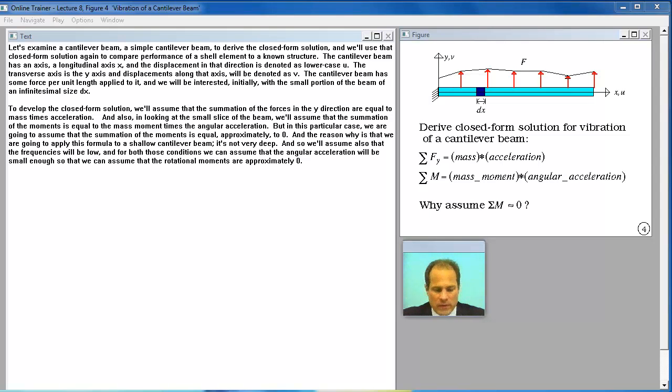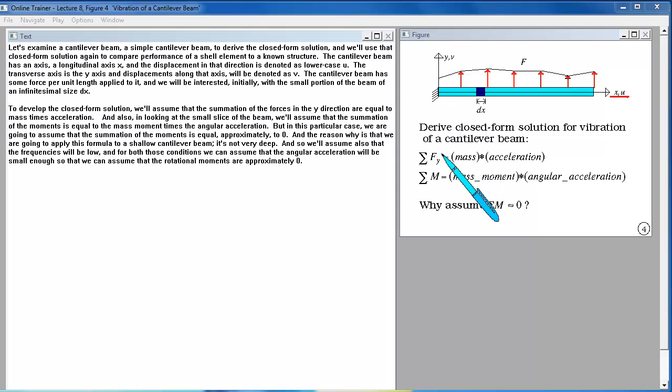Let's examine a simple cantilever beam to derive the closed-form solution, and we'll use that closed-form solution again to compare the performance of the shell element to a known structure. The cantilever beam has a longitudinal axis, x, and the displacement in that direction is denoted as lowercase u. The transverse axis is the y-axis, and displacements along that axis will be denoted as v. The cantilever beam has some force per unit length applied to it, and we'll be interested initially with a small portion of the beam of an infinitesimal size dx.